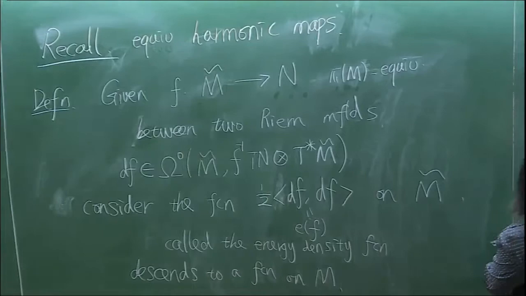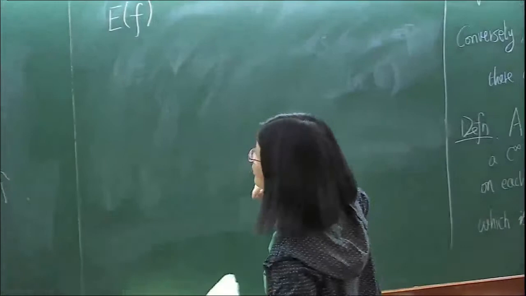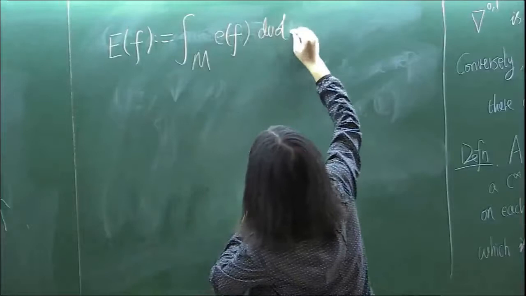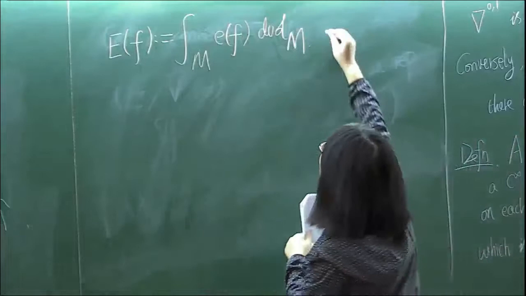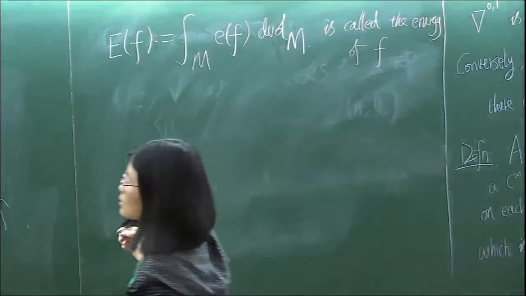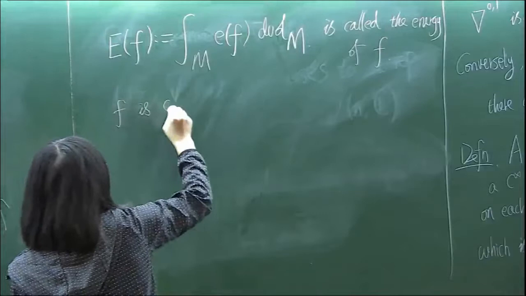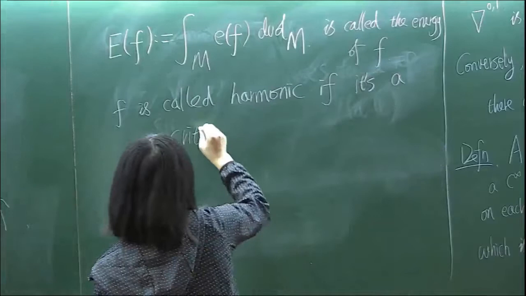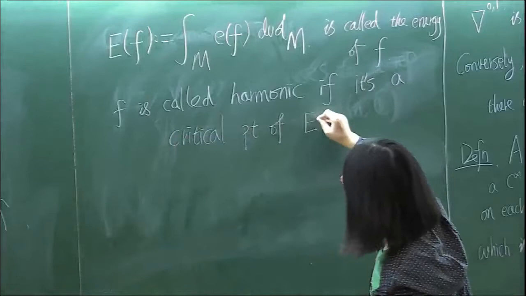So we can also consider the functional on this map F as the integration over M with this descended energy density on the manifold M. So this is called the energy. So F is called harmonic if it's a critical point of this energy functional.